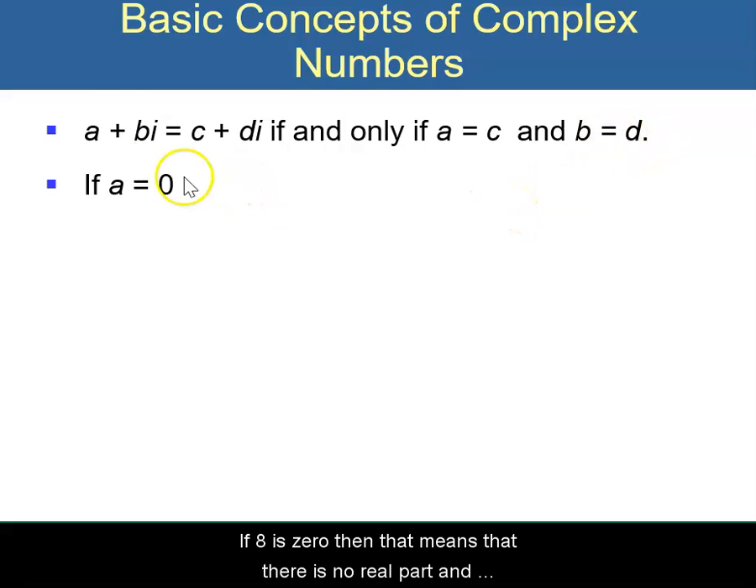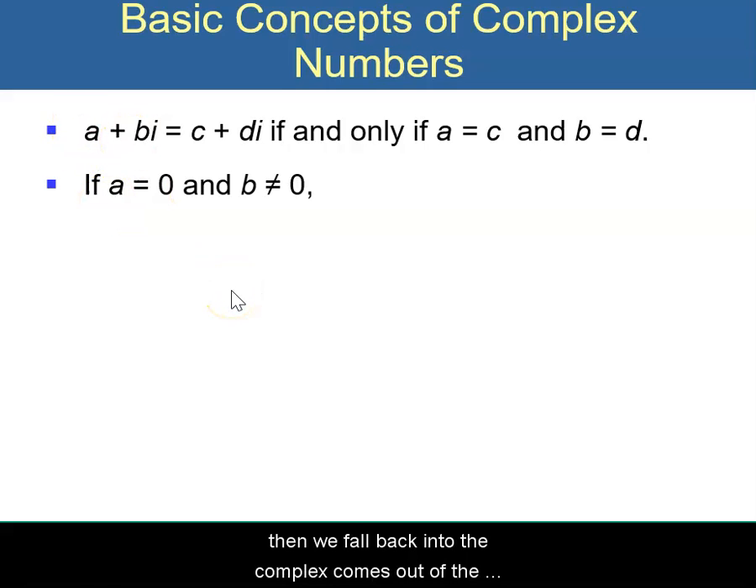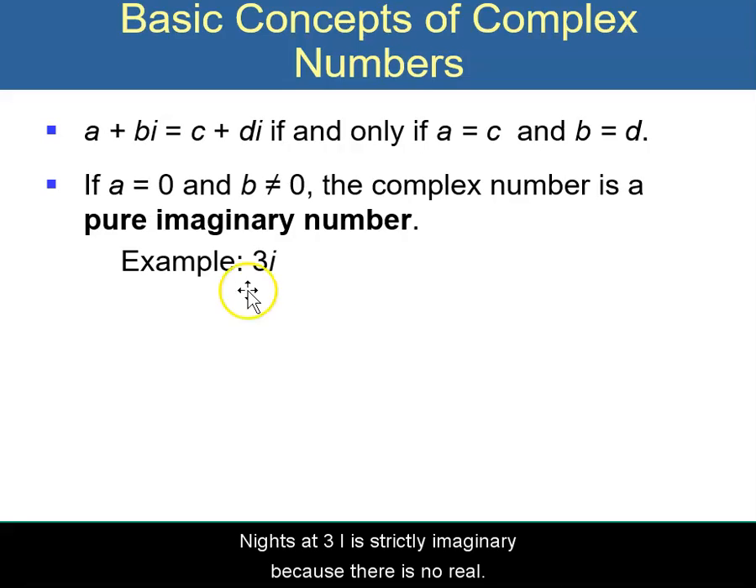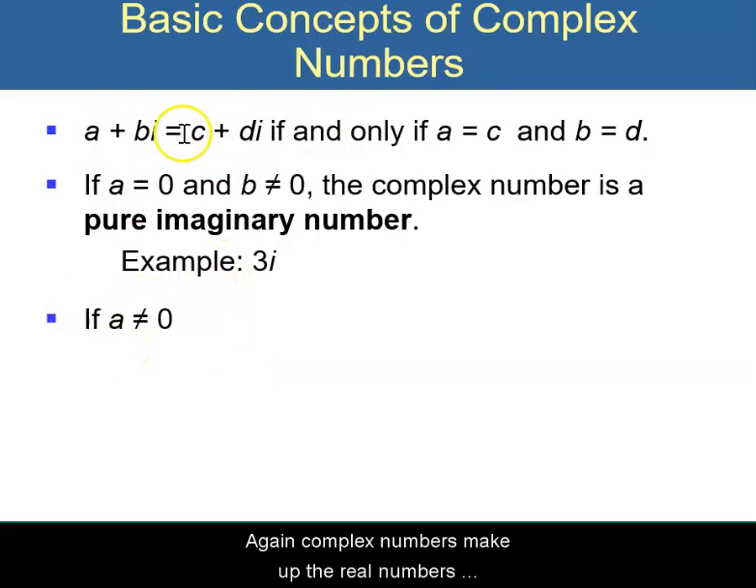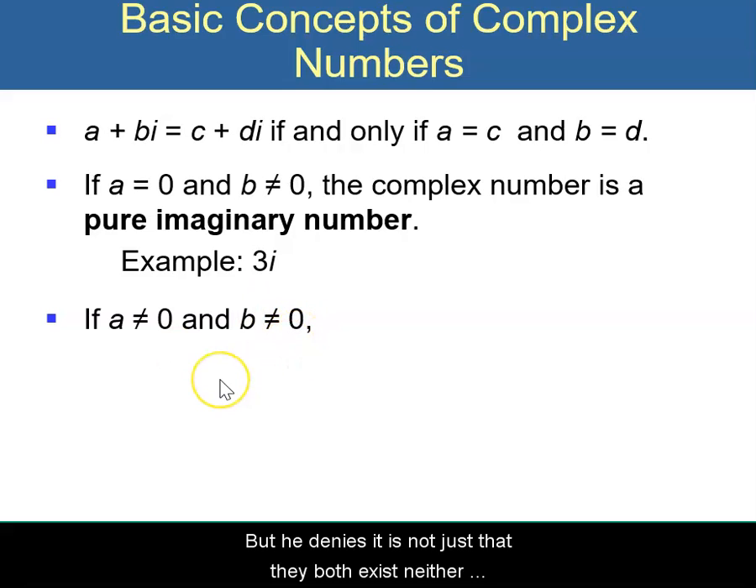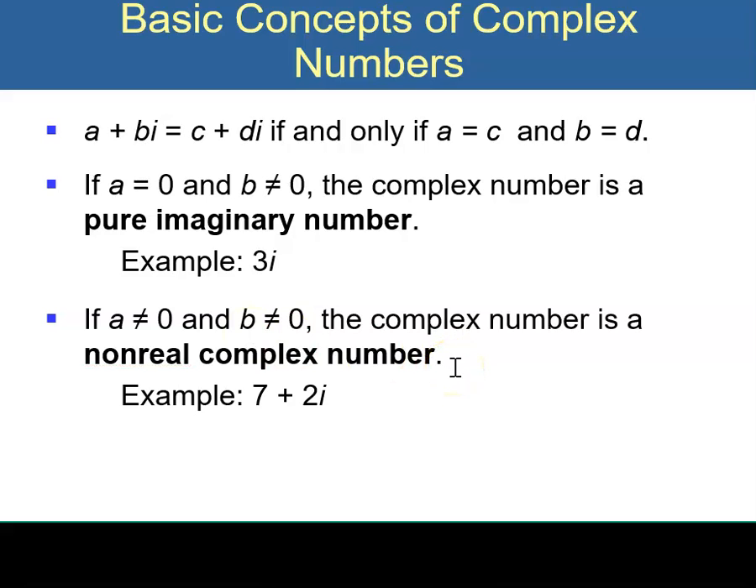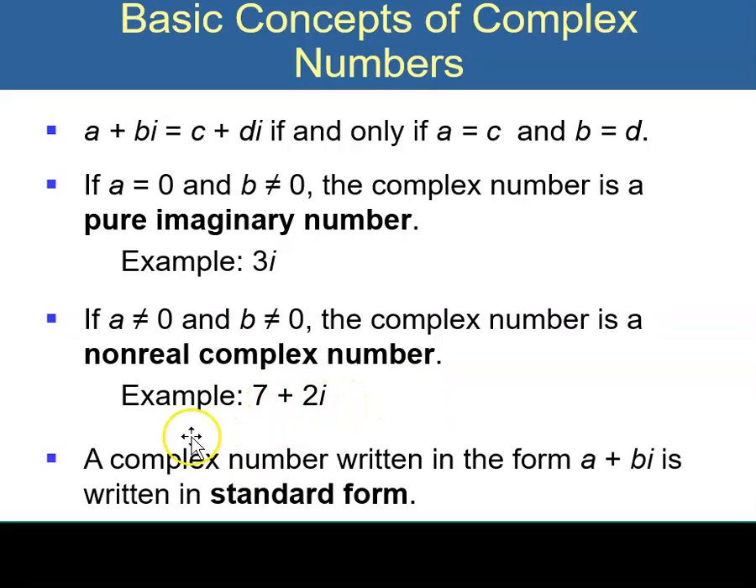If a is 0, then that means that there is no real part and there is only an imaginary part. So if the real part is 0, then we fall back into the imaginary numbers, okay? Right, so 3i is strictly imaginary because there is no real part, okay? So again, complex numbers make up the real numbers and the imaginary numbers. Now if a is not 0, so it exists, and b is not 0, so they both exist and neither of them are 0, then we have a complex number, okay? So 7 plus 2i is an example.